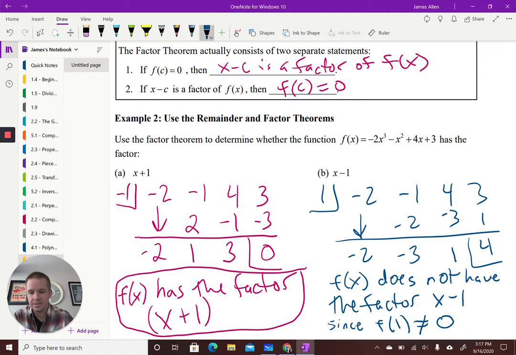Cool? Fantastic. So I could have done this again with just substituting 1 in for x, and I would get 4 when I substitute 1 in for x. Keep that in mind. But synthetic division is oftentimes a little bit easier to work with because of the size of the numbers.